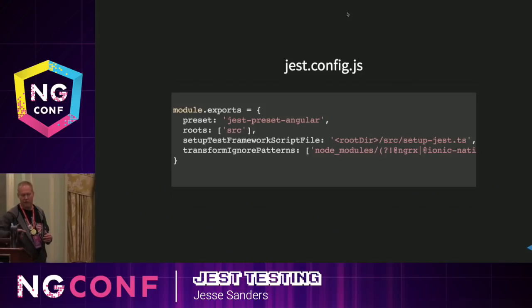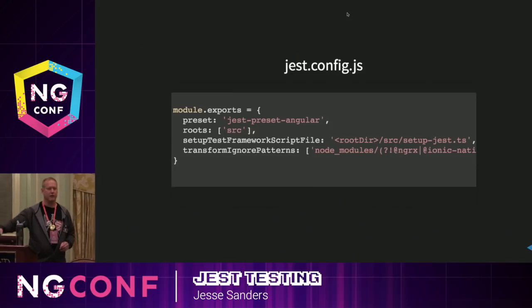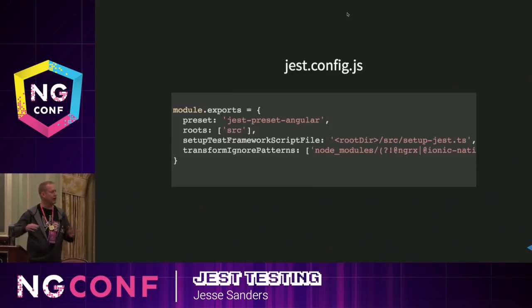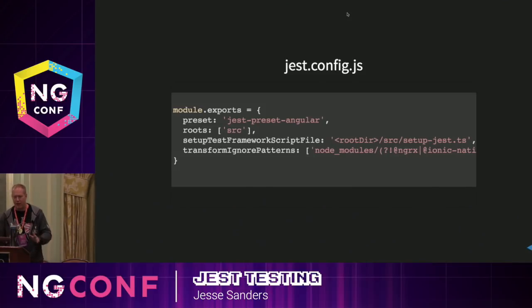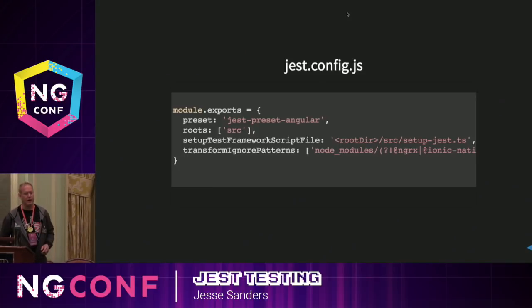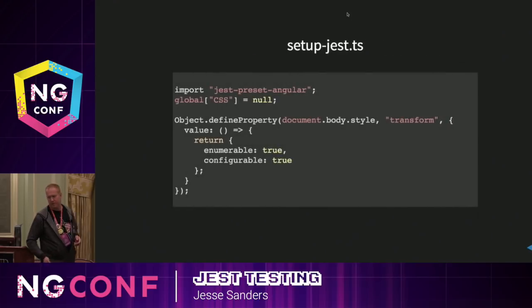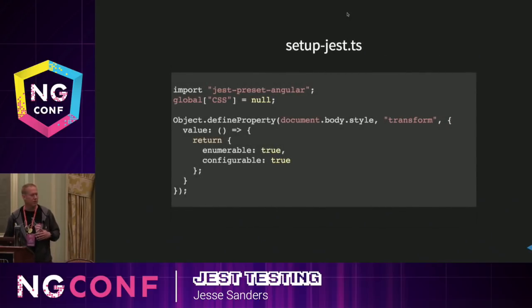Partly we need to tell it, for all of our preset variables, we want to use this Jest preset Angular. Now I can put this either into a Jest config or I can put it into my package.json. I really like it here so that it's not polluting my package. I want to keep things really, really simple for my package. I want to tell it where my roots are, and then where this setup Jest file is. One of the problems with JS-DOM is it doesn't have this property called transform. And so we need to add a setup Jest here to define a property on our document body style called transform. And once we have that, then this will work with our Angular code really nicely.